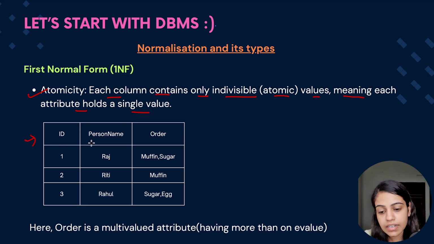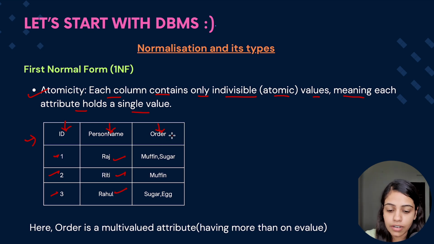So here we can see that there is a table in which we are having columns as ID, person name and order, and here we can say that ID is having single values, person name is also having single values, but when we see the order column, we can say that there are multiple values present in the order column for a given person. So we can say that order is a multi-valued attribute because order is having multiple values. So we can say that this particular table is not in first normal form since it is having a multi-valued attribute.